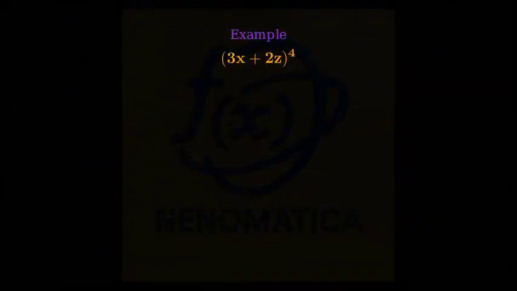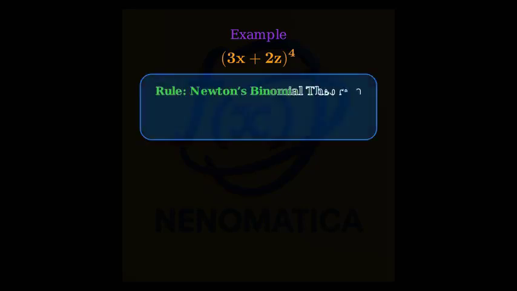The problem is, expand the quantity 3x plus 2z, all raised to the fourth power. We will use the rule called Newton's binomial theorem. It says (x plus y) to the power n equals the sum from k equals 0 to n of n choose k times x to the n minus k times y to the k.